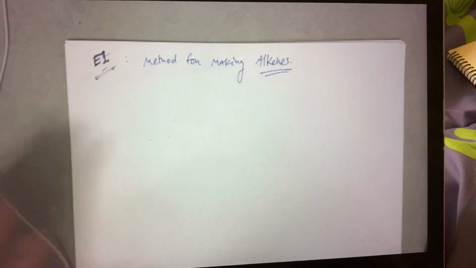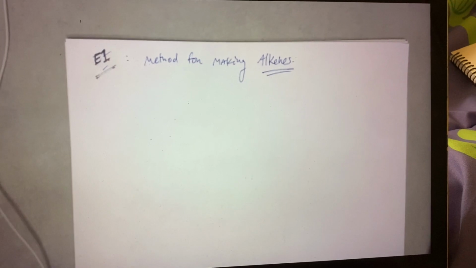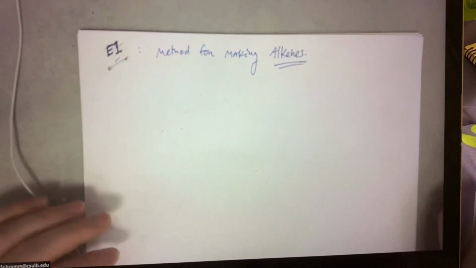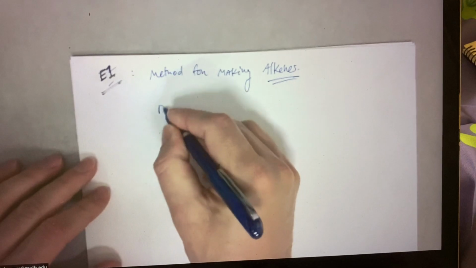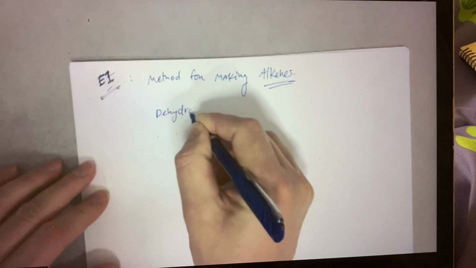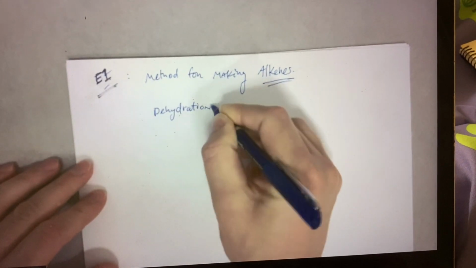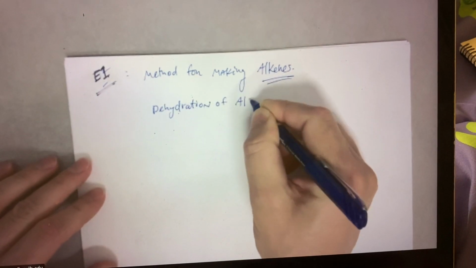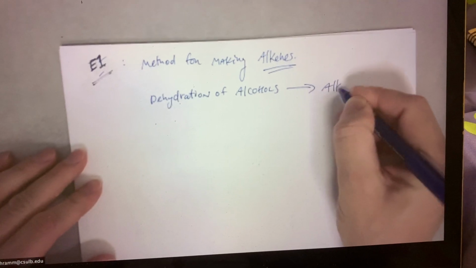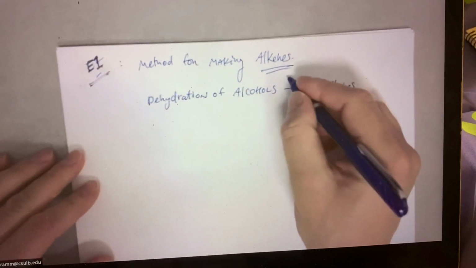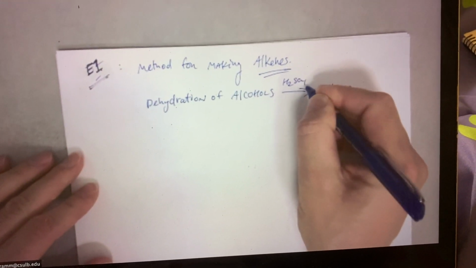SN2 and SN1 were substitution reactions, so we could make all sorts of different products with those. E2 and E1, they only make alkenes. This process will also sometimes be known as a dehydration of alcohols to give alkenes. And this, in our class, is going to work with H2SO4.